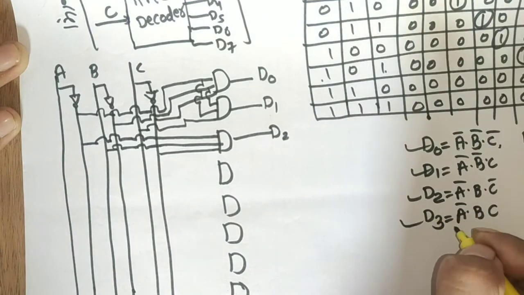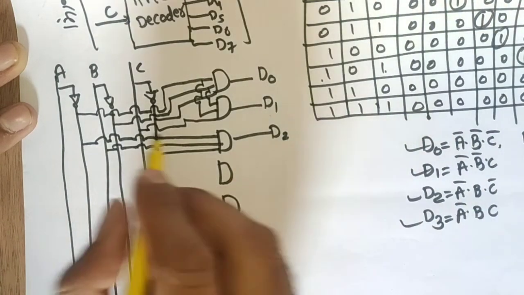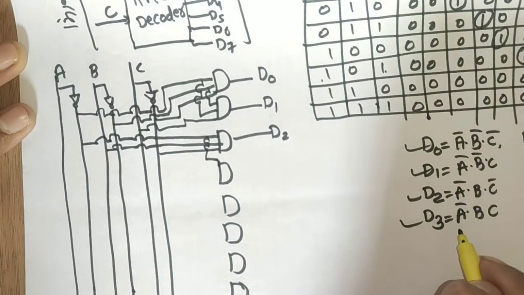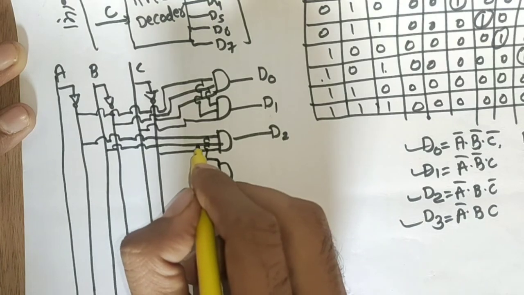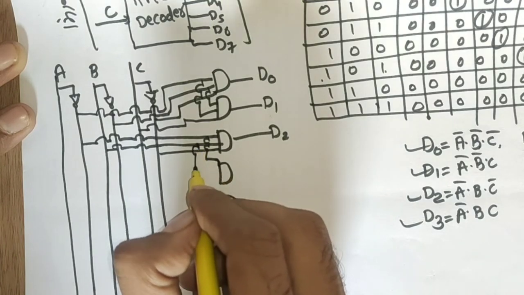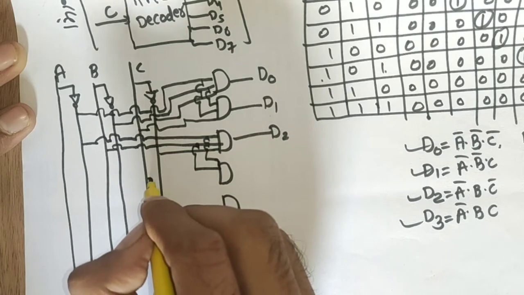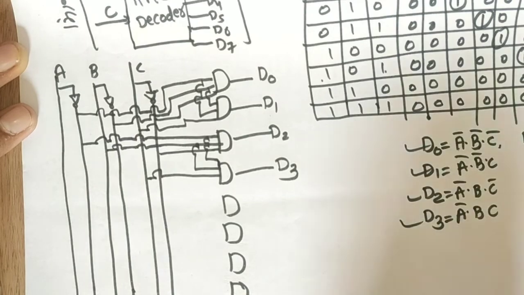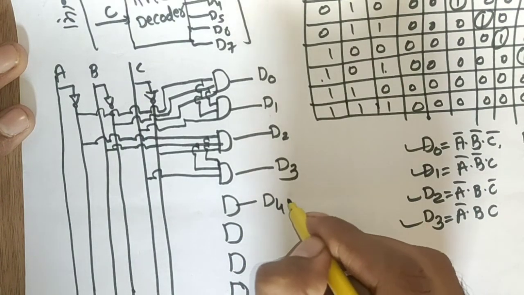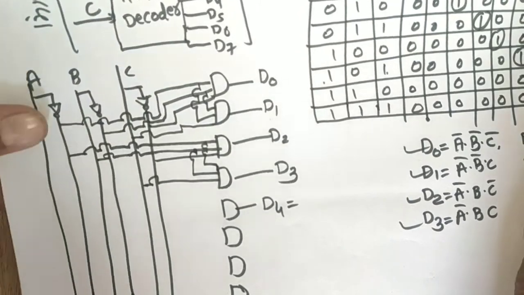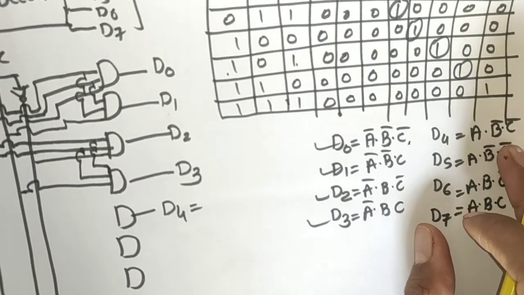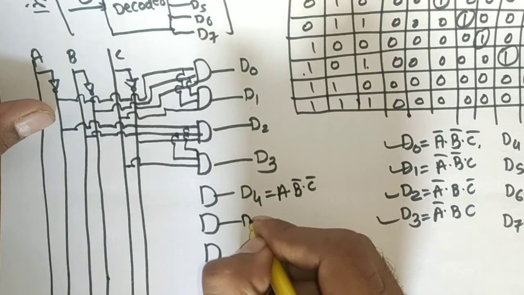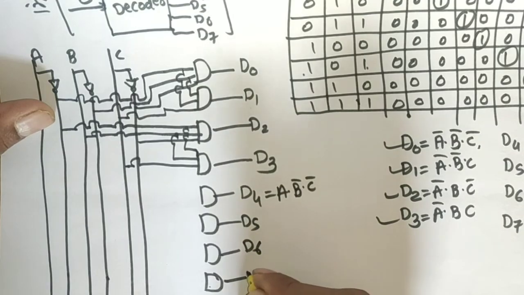Now D3, A bar dot B dot C. This is the A bar, B, and this is C. So this is the D3. Now D4. What is D4? A dot B bar dot C bar. This is the D5, this is the D6 and this is the D7.